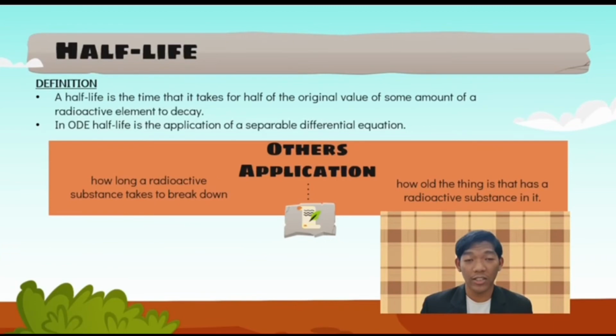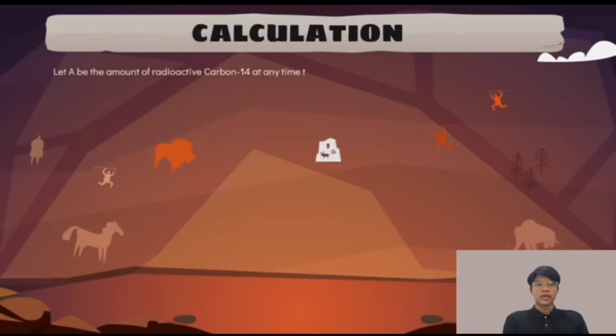Let's go through the introduction. Half-life is defined as the amount of time it takes for an atom to decrease to half of its initial value. In ordinary differential equations, we use a separable differential equation application to calculate half-life. We can also use the application to calculate how long it takes a radioactive substance to decay and the age of the substance that contains a radioactive substance. I will explain the calculation.